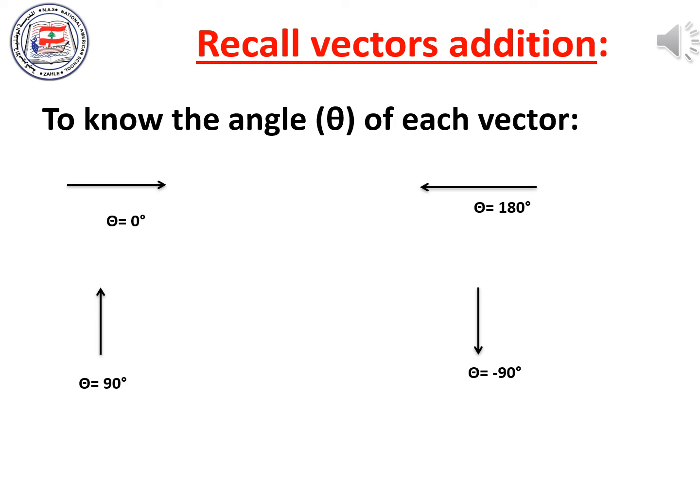If the vector is horizontal to the left, the angle is 180 degrees. If the vector is vertical and upwards, the angle is 90 degrees. And if the vector is vertical and downwards, the angle is negative 90 degrees. If the vector has an angle other than these 4 angles that I just stated, the angle will be given. So the angle is either given or it will be one of these 4 cases.